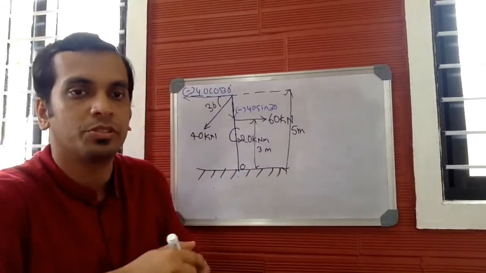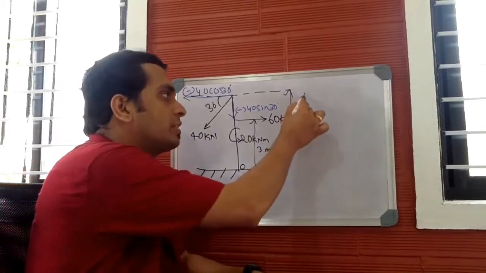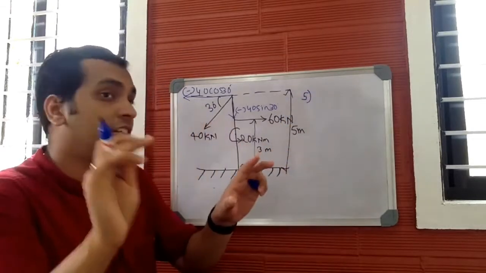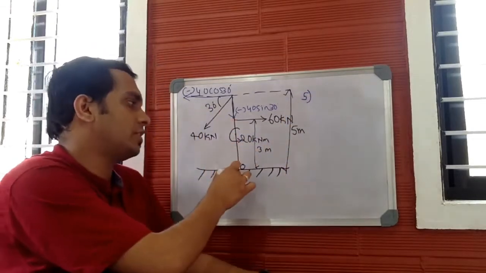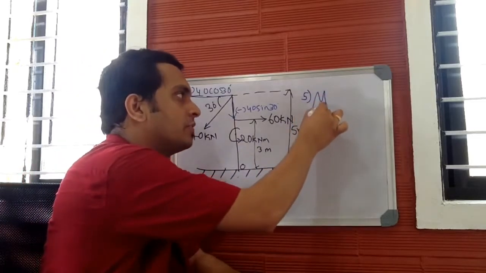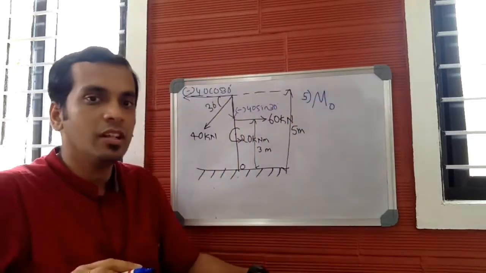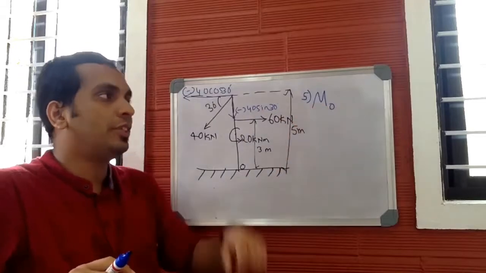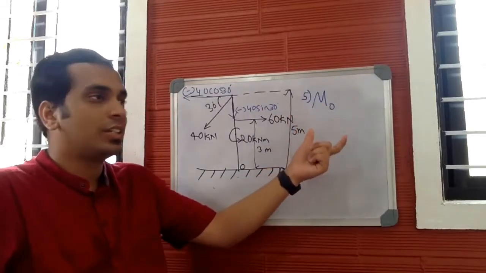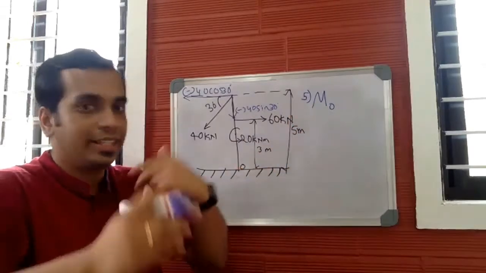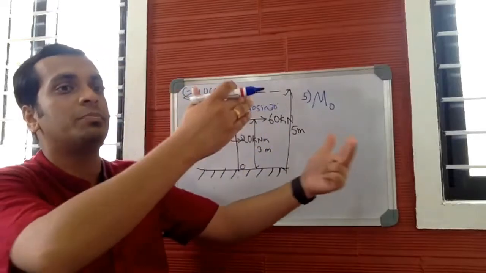Locate the resultant with respect to the reference point. In step number 5, initially you have to find the moment about the reference point. Reference point is O. We do this exercise just to locate the resultant. Locating in the sense you'll be finding the x-intercept and the y-intercept.